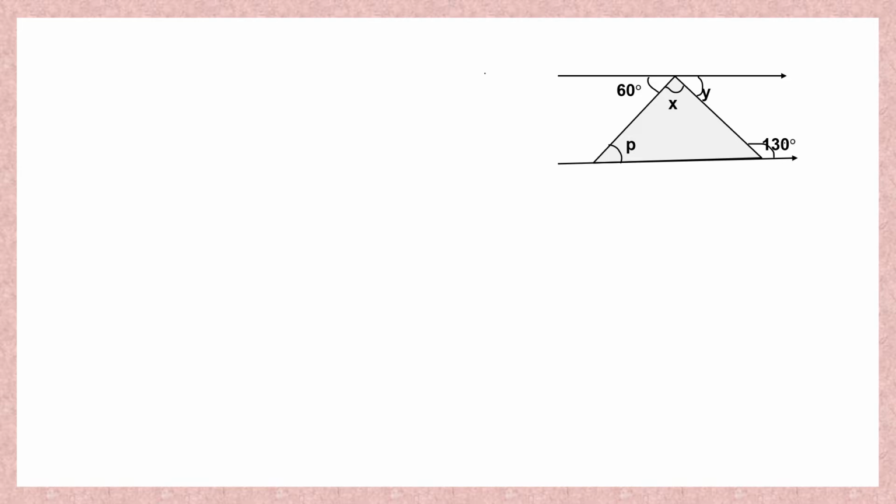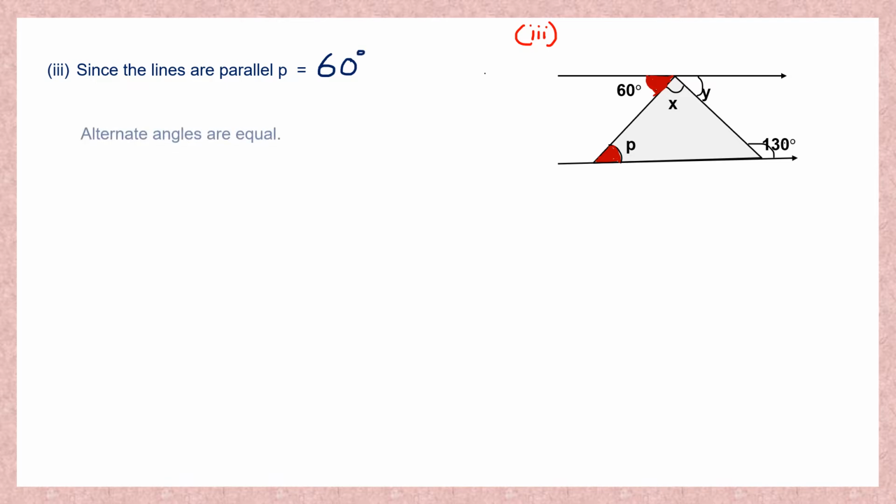Question 3. So here what we can see is two parallel lines. We can see a triangle and we can see two parallel lines. So let's make use of these properties. Since we have two parallel lines, P will be equal to 60. How is that so? P and 60 are alternate angles and alternate angles are equal. So P is equal to 60 degrees because alternate angles are equal. We have found out the value of P. P is equal to 60 degrees.